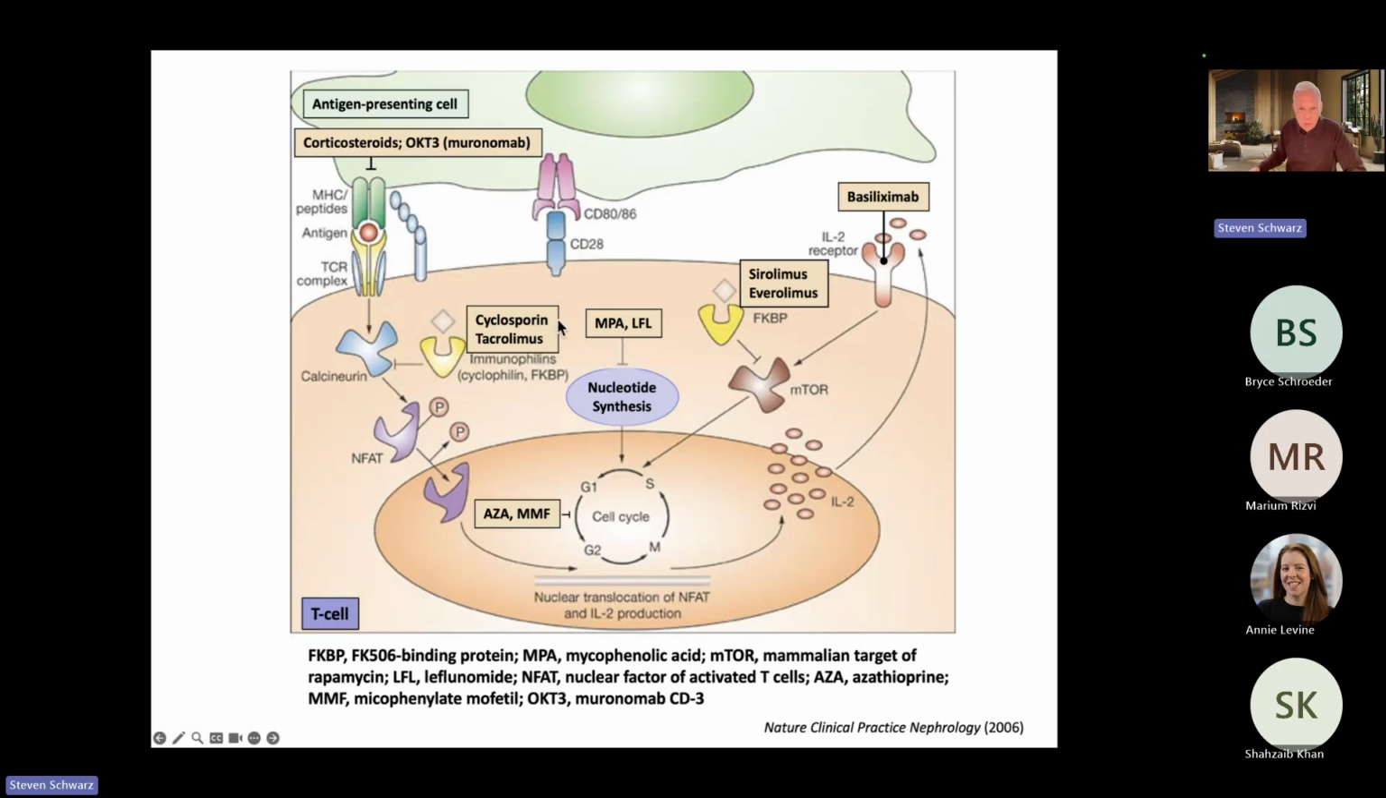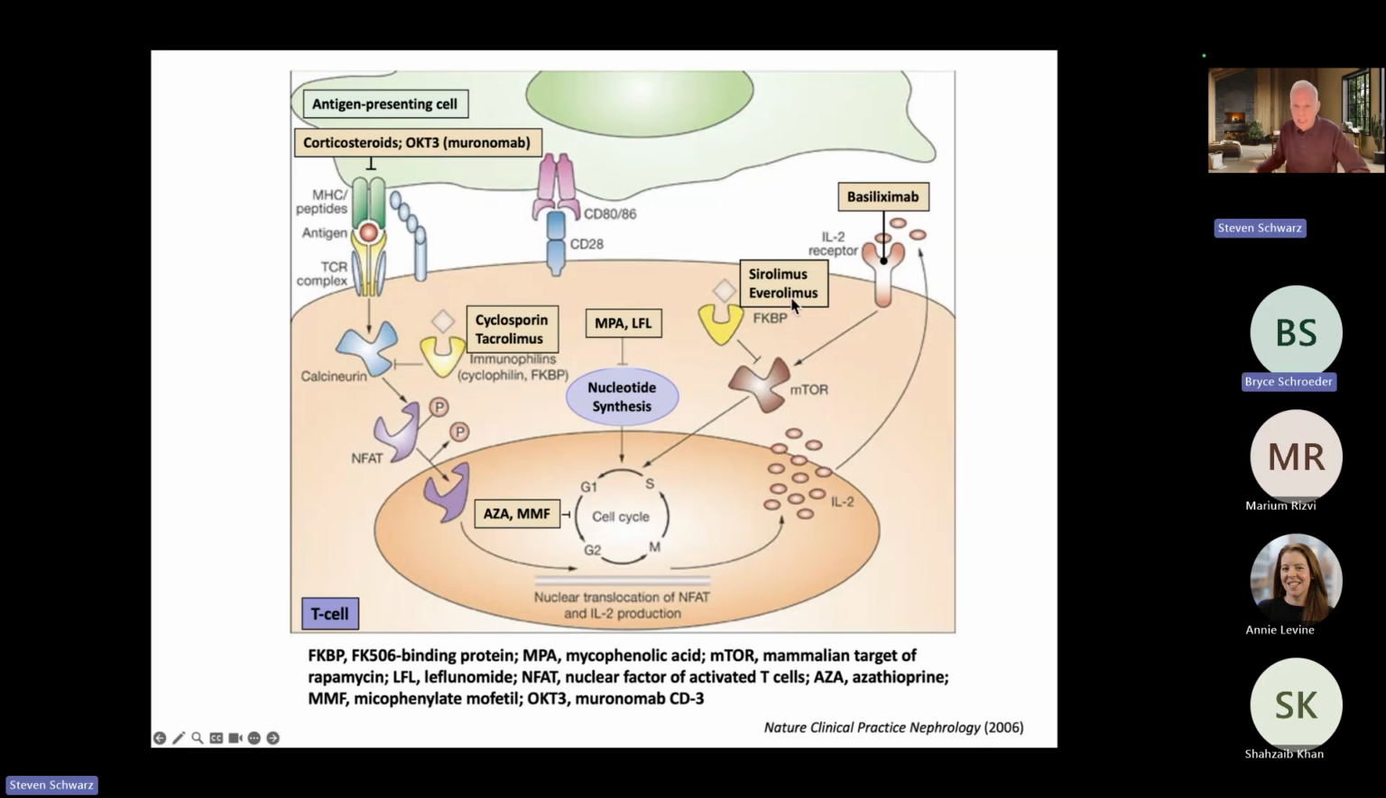Then we have cyclosporin and tacrolimus. They're calcineurin inhibitors. So instead of acting at the cell surface, they act intracellularly, again, inhibiting the same pathway. You can get further deep into the pathway by directly inhibiting the cell cycle of the lymphocyte. That's where azathioprine and MMF come into play. And you can use mycophenolic acid or leflunomide here. They directly block nucleotide synthesis.